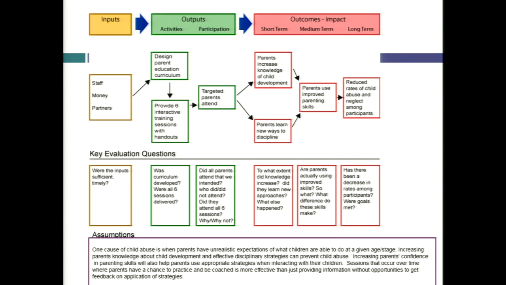This is why. So the other thing about this version of a logic model is we have our assumptions here, but then we have our key evaluation questions that can be asked, for example, about implementation. Was the curriculum developed? Were all the 6 sessions delivered? Did the parents even attend? Or outcome evaluations. So I like logic models because they can help line up key evaluation questions and indicators.